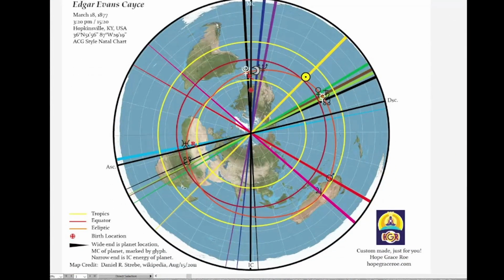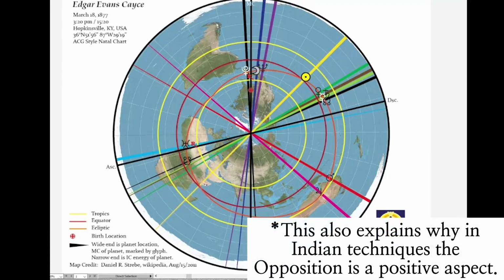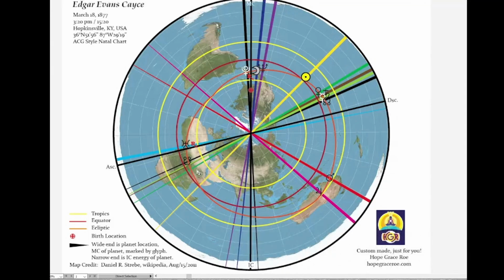This is what's going on. The sun was here when Edgar Cayce was born, and if you project the MC energy on the other side in a direct line, this is the IC energy of that placement. And if you want the AC and DC energies, you're going to look to the ecliptic here, and that's the orange line. And again, I'm not putting those on this particular map because it's already pretty busy.